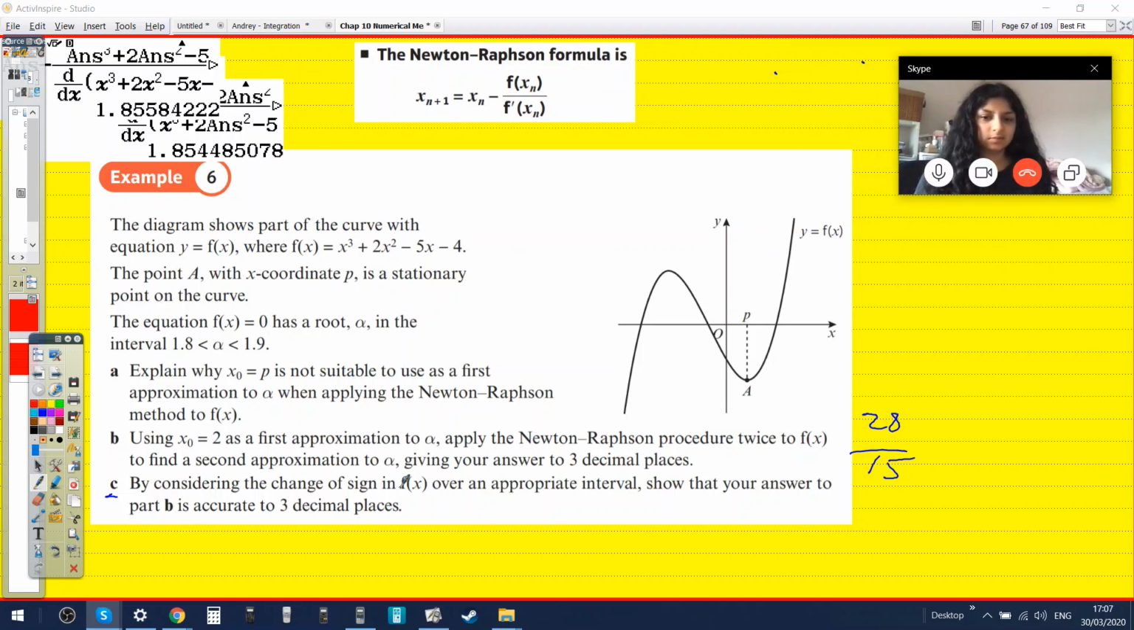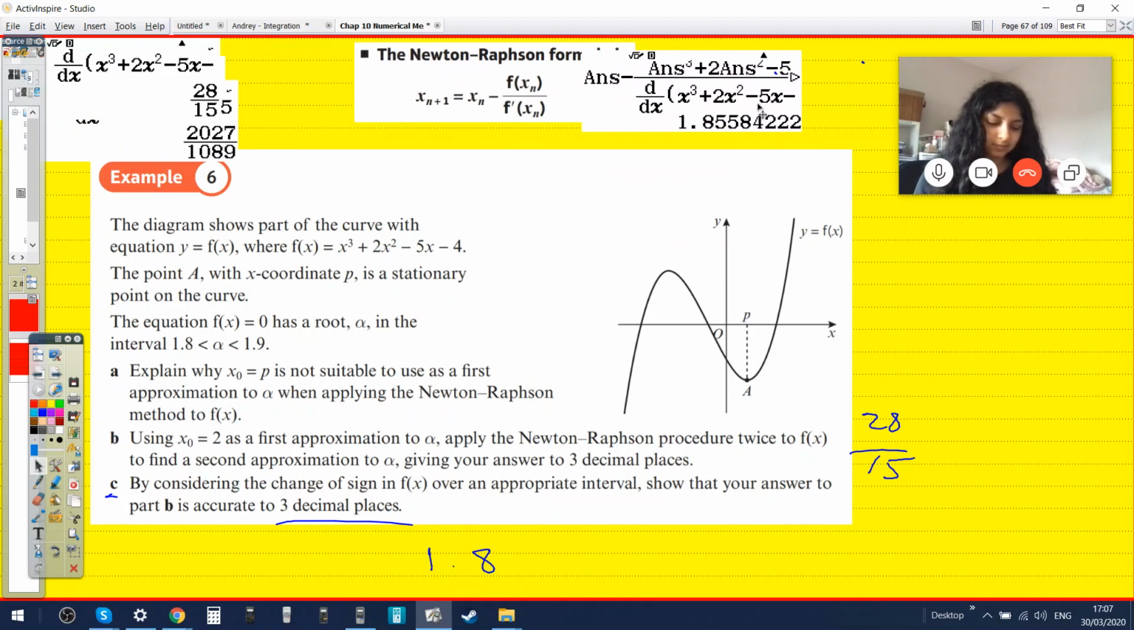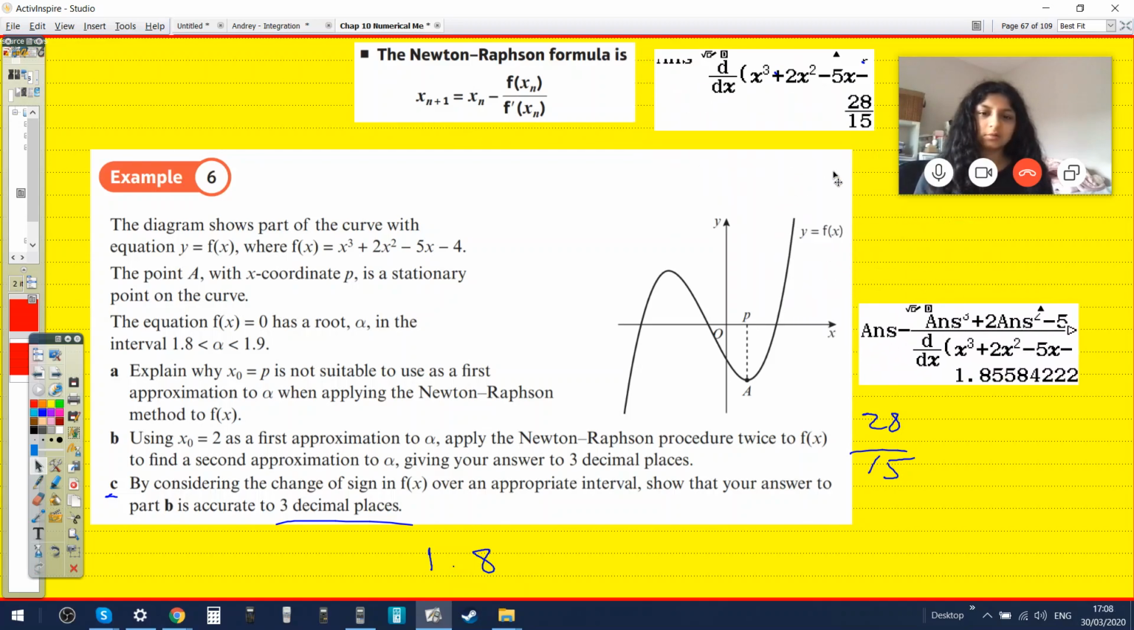Yes. Let me see. What would you put in? Like 1.855 and 1.857. To show it to 3 decimal places. Okay, so 1.855 and then 1.857. And you would say the sign changes. What else? The sign changes.